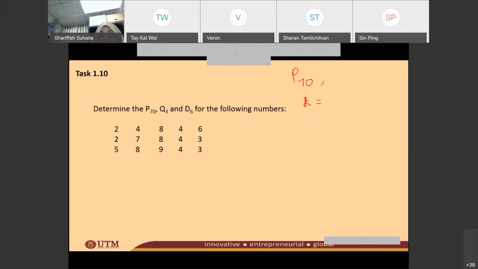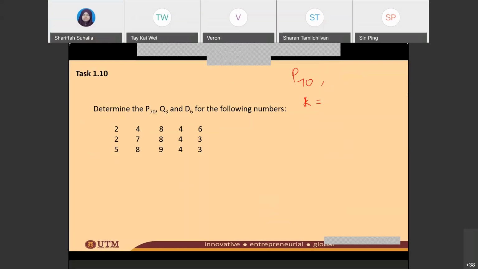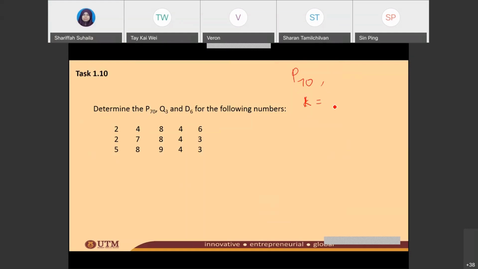So your k is, okay, I just turn off my camera. So k is equal to 70 divided by 100 times your total number of observations here. So you have 15. Okay, so get the value: 70 divided by 100 times 15.